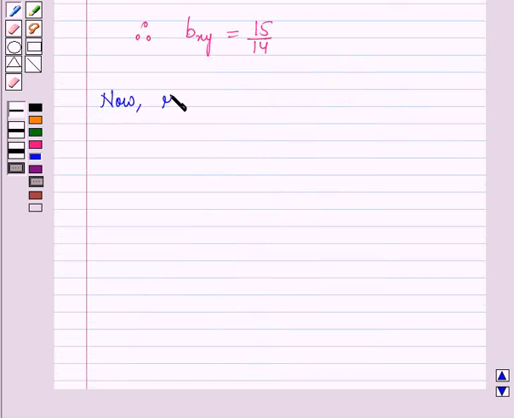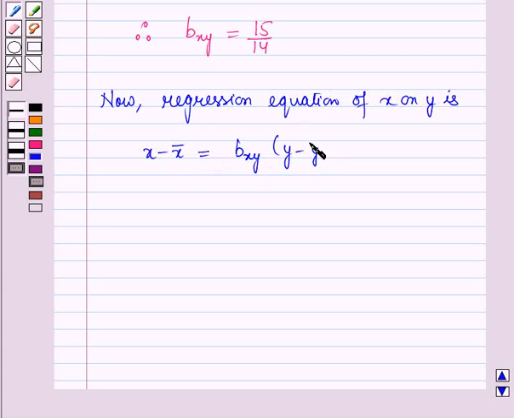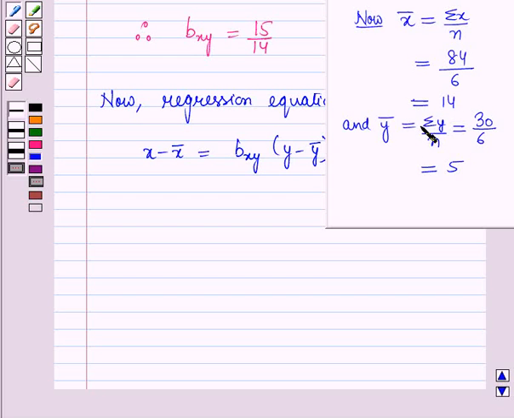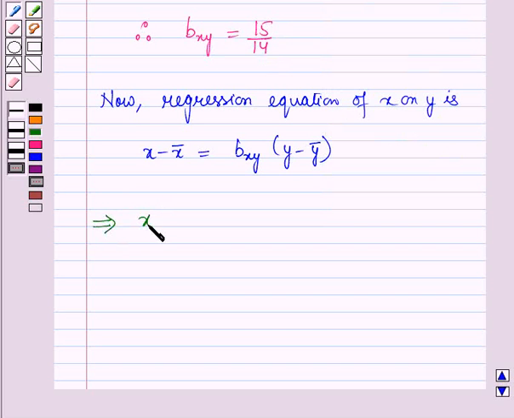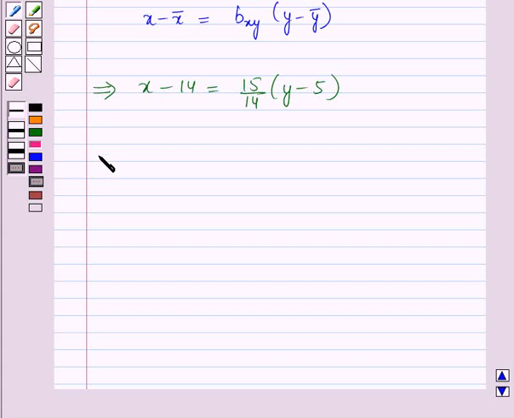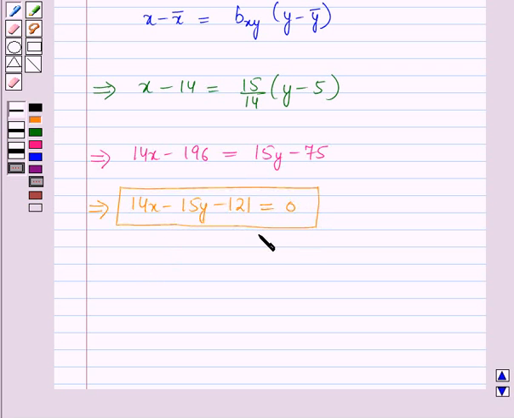And now, the regression equation of x on y is given by x minus x bar is equal to bxy into y minus y bar the whole. Now x bar is 14, y bar is 5 and bxy is 15 by 14. Putting all these values here, this implies x minus 14 is equal to 15 by 14 into y minus 5 the whole. On cross multiplying, this implies 14x minus 196 is equal to 15y minus 75, which further implies 14x minus 15y minus 121 is equal to 0. So this is the regression equation of x on y.